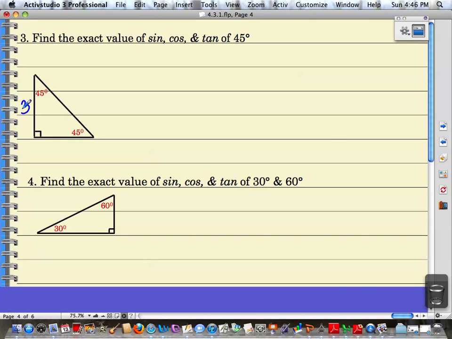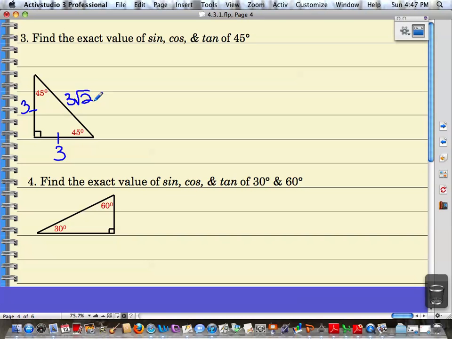Being a 45-45-90 triangle, we looked at these examples the other day. Remember, since it's 45-45, the two legs are going to be congruent, which means this side is 3. And by either applying the Pythagorean theorem or the special properties of a 45-45, we can get the hypotenuse to be 3 square root of 2.